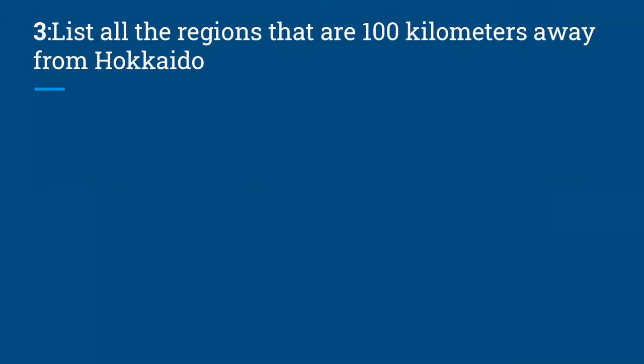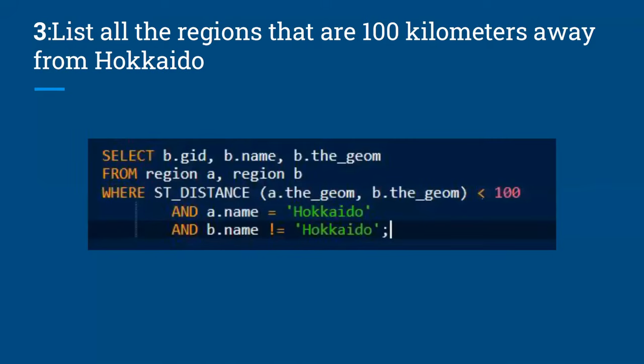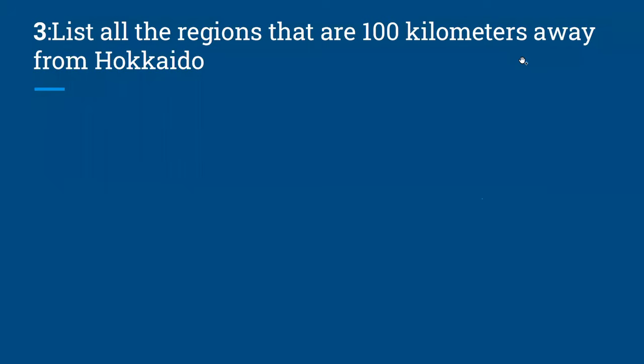Exercise number 3: list all the regions that are 100 kilometers away from Hokkaido. How would we do this? Similar to the ones before. In this case, which function would we use? Possibly DWithin. Third exercise, list all of the regions that are 100 kilometers away from the Hokkaido.